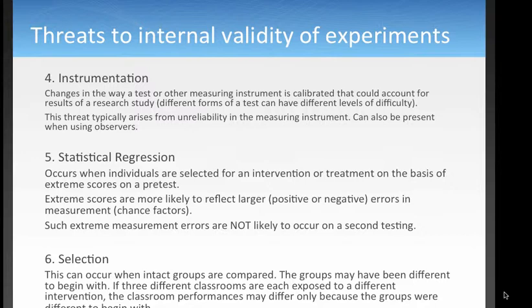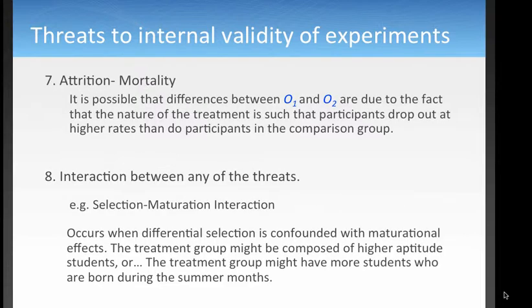The fifth effect would be statistical regression. Sometimes we just have the tendency over time for the values, or the scores, of certain people to regress towards a certain mean. Then also the selection effect. This can happen when groups might have been different to begin with. So therefore there's no difference because of the experiment, but because of initial differences.